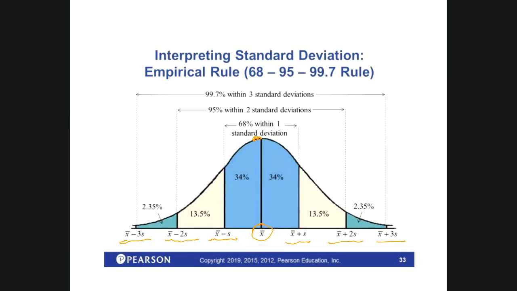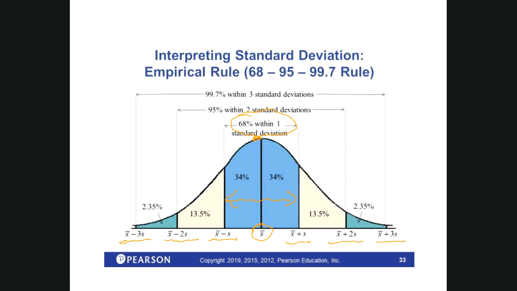And what this empirical rule says is that if your data distribution is bell-shaped, that 68% of the data values will lie within one standard deviation, meaning one to the left or one to the right. So you see that between here, that blue section in the middle, 68% of the data values will be there. Now remember, this is only if the distribution is bell-shaped.